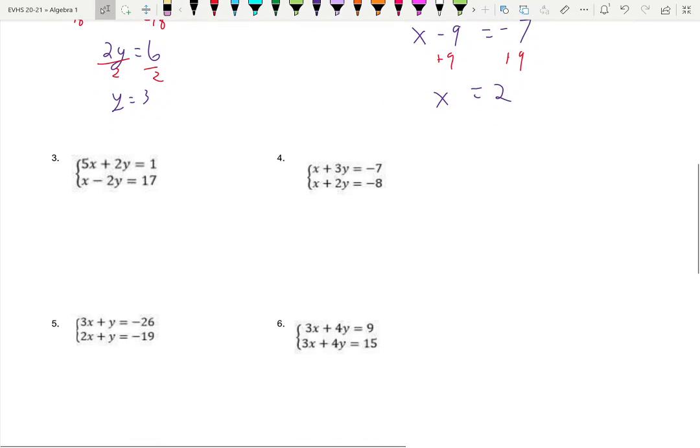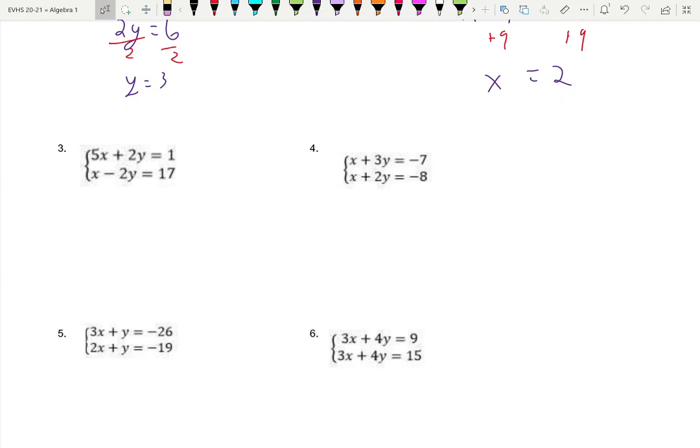Okay, number 3, standard form on both, so I can go ahead and move on. So this time, let's see, adding 2 and -2, yep, add those two together. 5x plus x is 6x. 2y minus 2y, those cancel out. And that equals 1 plus 17 is 18. So my y's eliminated. Now let's divide both sides by 6, and that's going to give me x equals 3.